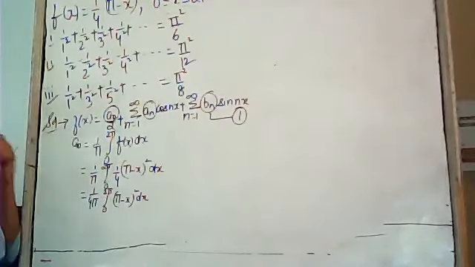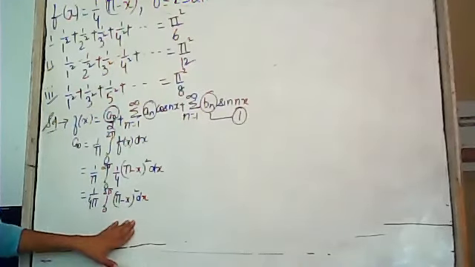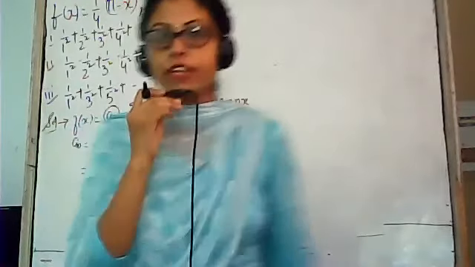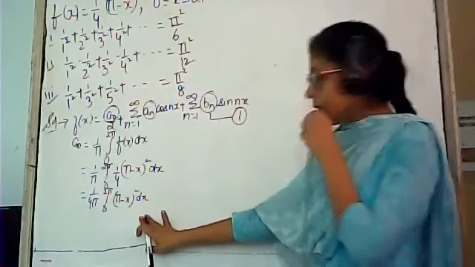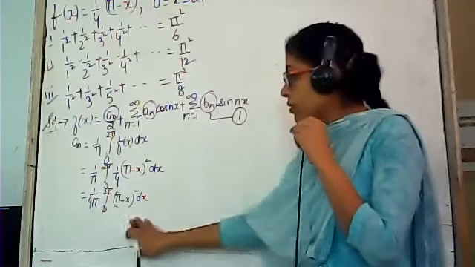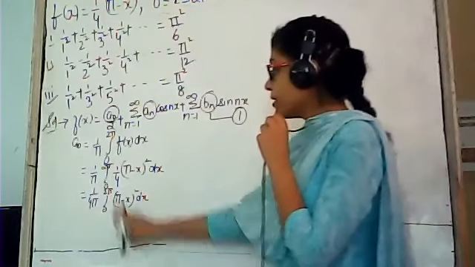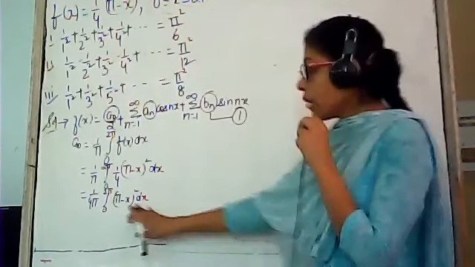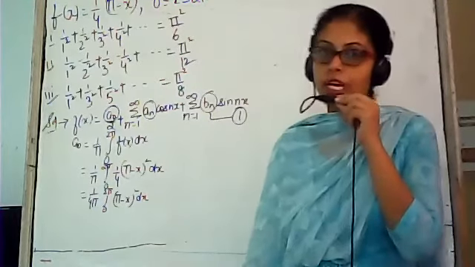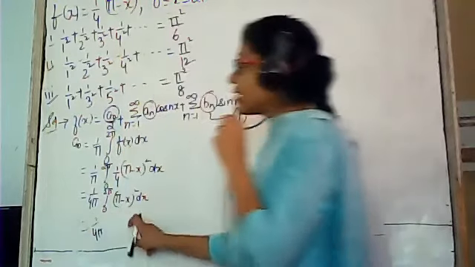I hope you all know how to integrate this function. This is (pi minus x) the whole square. You can find it yourself. Is it visible? Yes. This is 1 by 4 pi, 0 to 2 pi, (pi minus x) the whole square dx. Now integrate this and find the value of a0. It will be equal to 1 upon 4 pi, (pi minus x) the whole square.